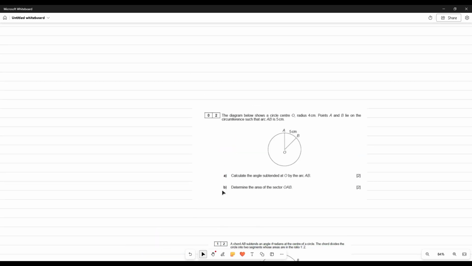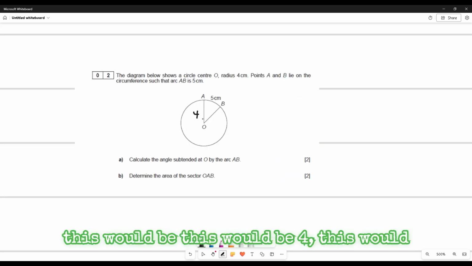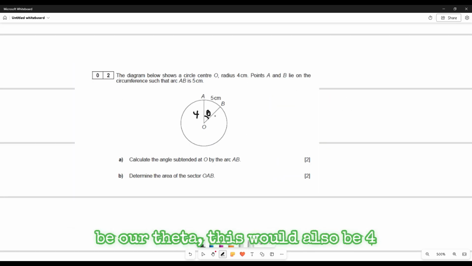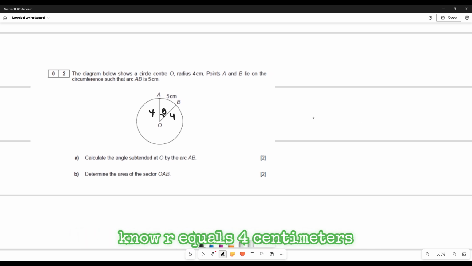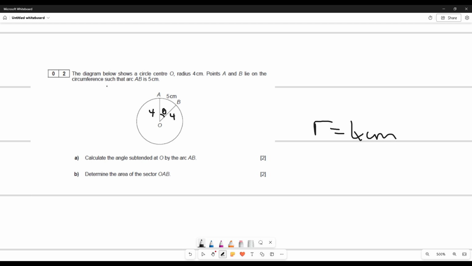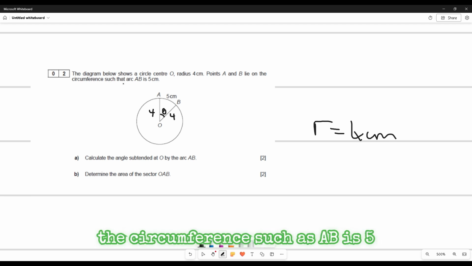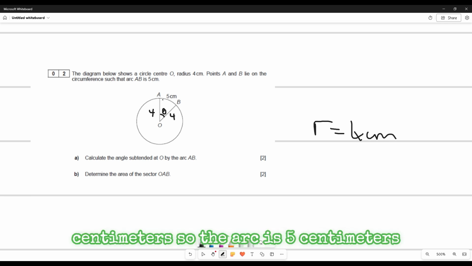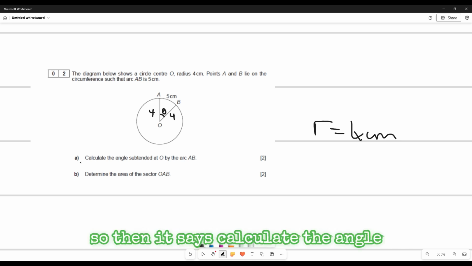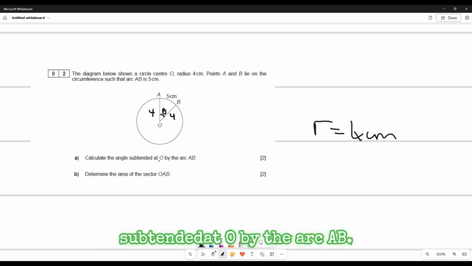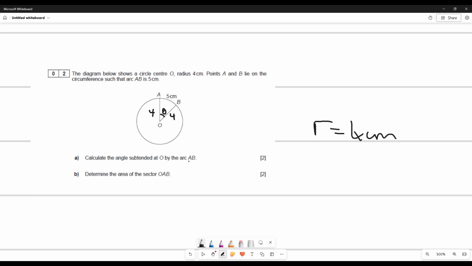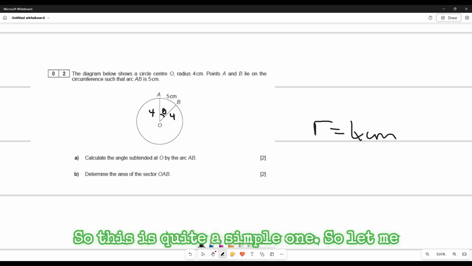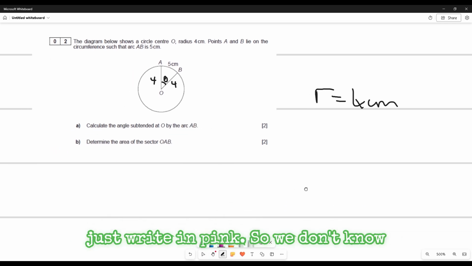So I've got a question down here. So this would be 4. This would be r theta. This would also be 4 because they're both the radius. So we know r equals 4 centimeters. And then it says points A and B lie on a circumference such that AB is 5 centimeters. So the arc is 5 centimeters. So then it says calculate the angle subtended at O by the arc AB. So this is quite a simple one.